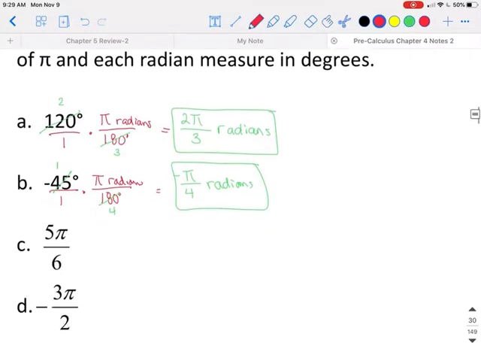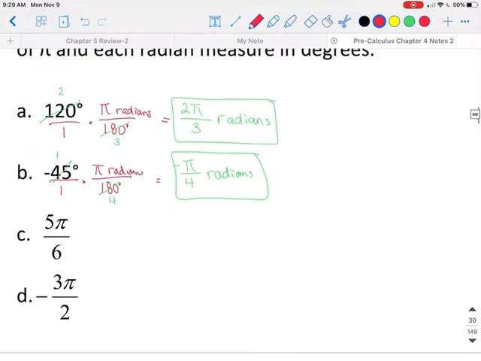If they give it to you in radians, we need to convert these to degrees. So instead, you're going to multiply, since the radian or the pi is on top, we need to put the pi on bottom. And we're going to put 180 degrees on top.